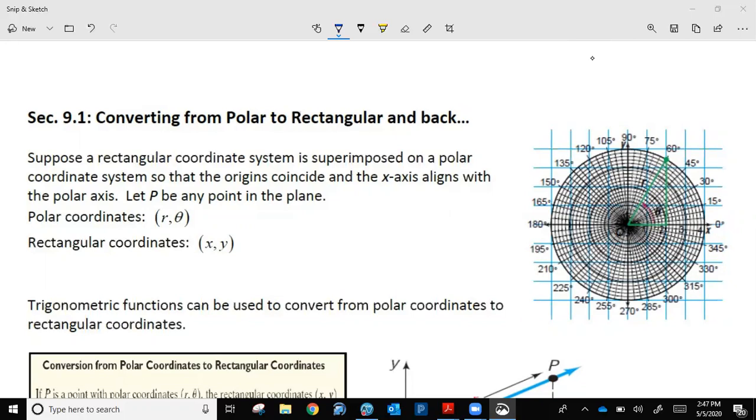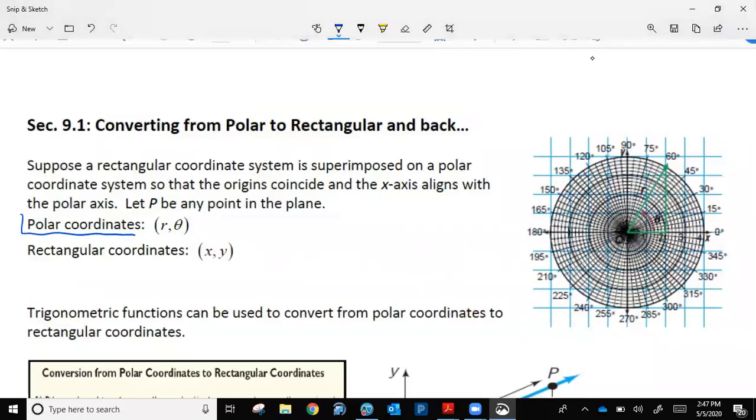Remember from Monday, we discussed how polar coordinates are based on a circle and an angle, and we use r for the radius of that circle and theta for the angle at which that point's at. Rectangular coordinates are the traditional grid system where we use x for the horizontal distance and y for the vertical distance.